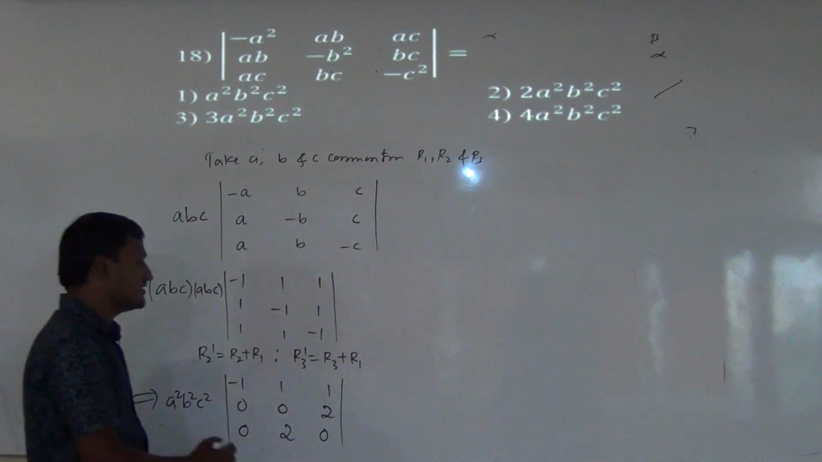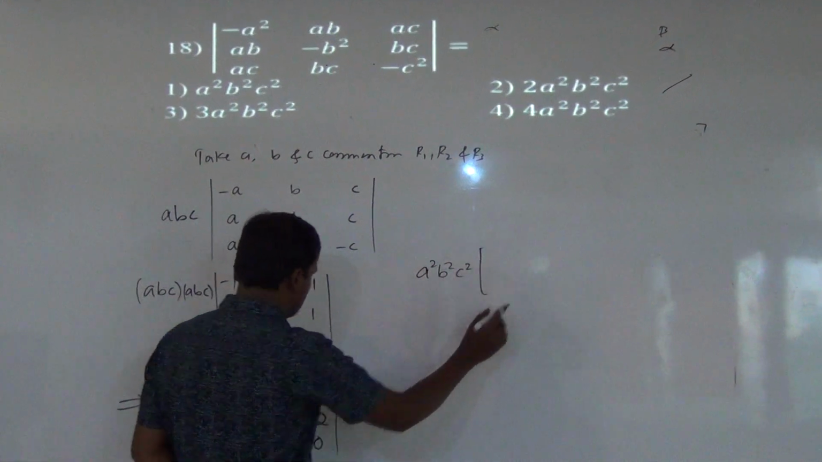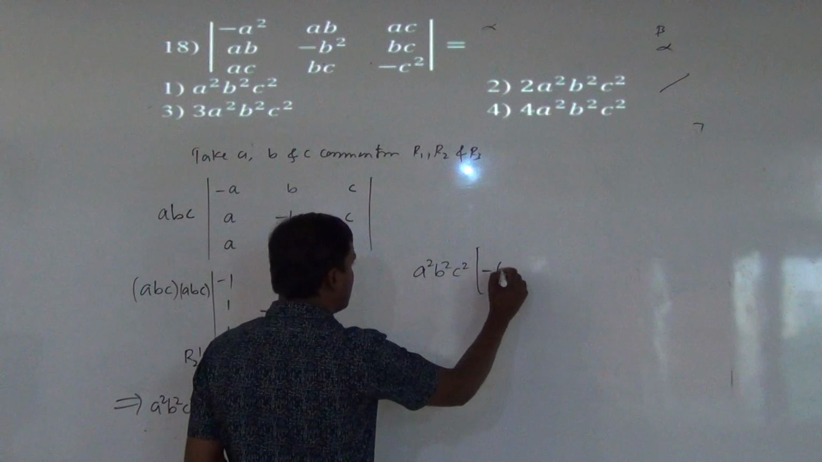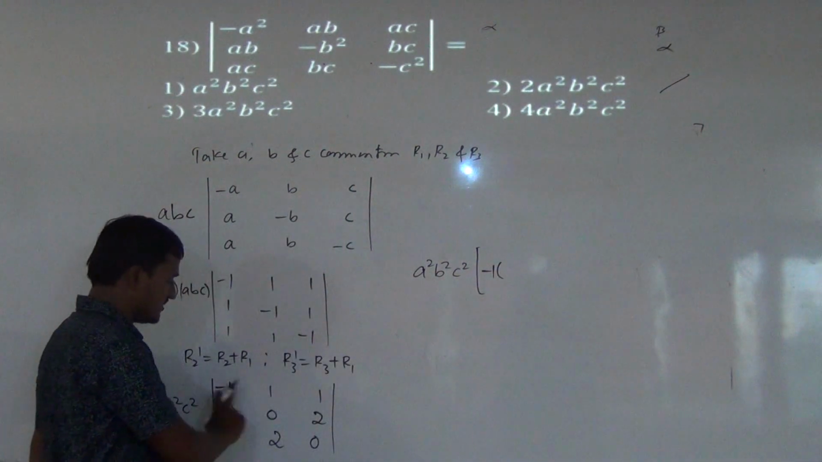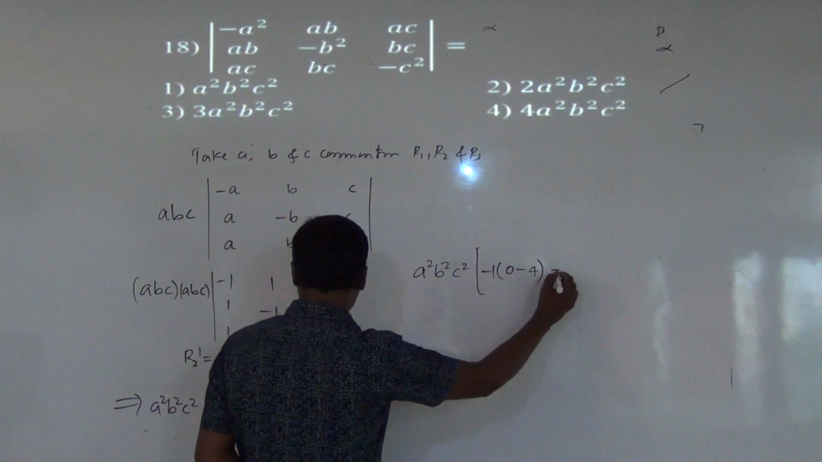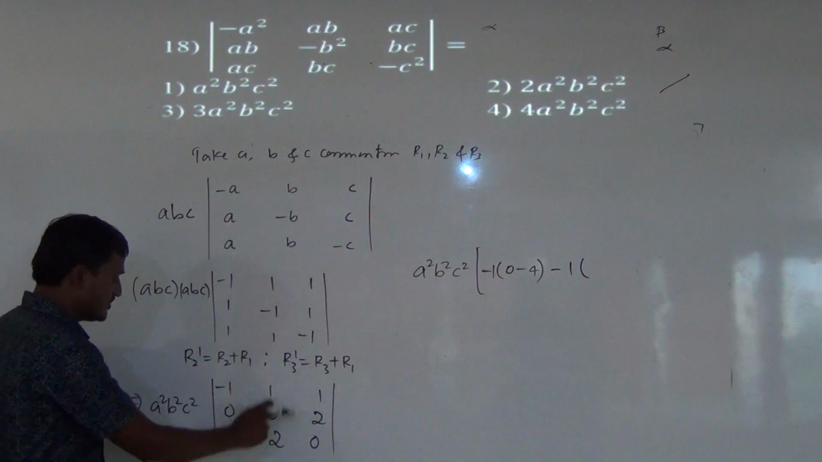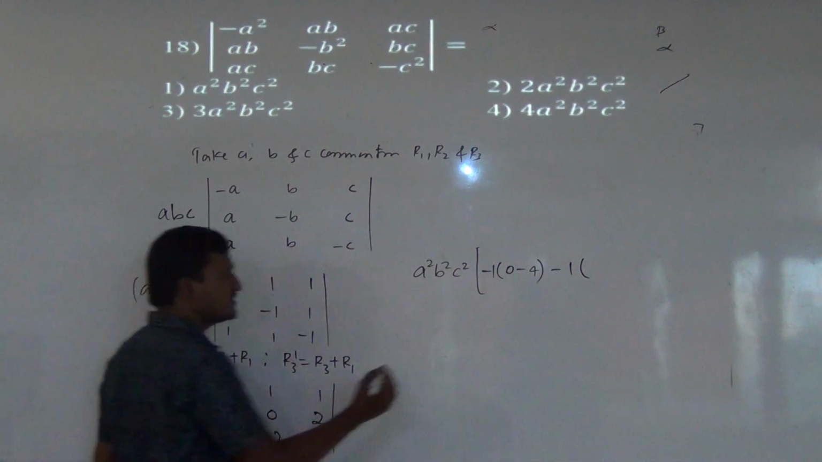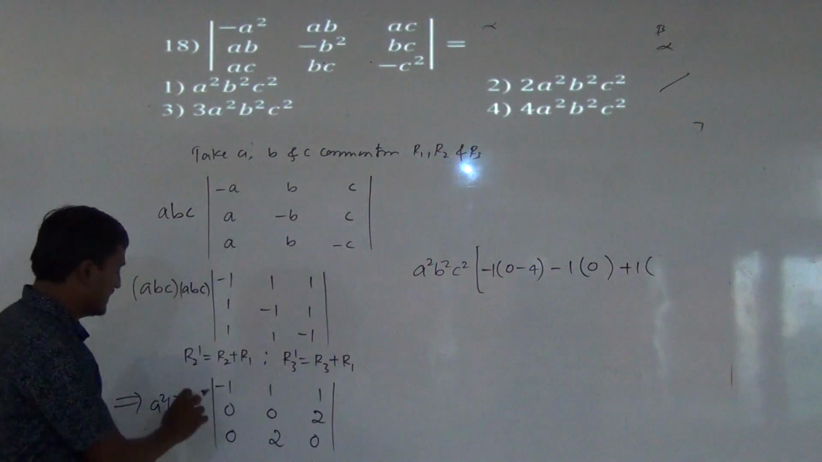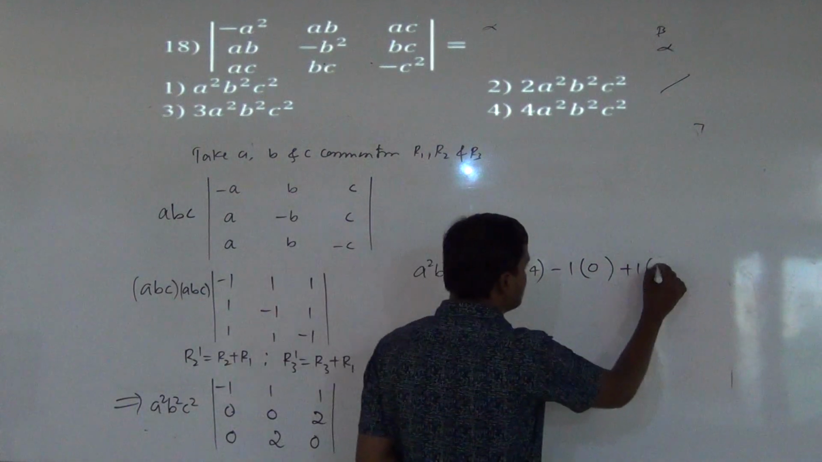Now expand this one. So after expanding this one, a square, b square, c square, right? To expand this one, we have to start with minus 1 into, we have to leave the first row and first column, 0 minus of 4. Minus of 1 into, you have to leave the first row and second column, 0 minus of 0. This term becomes 0. Plus 1 into, you have to leave the first row and third column, 0 minus of 0. So again this also becomes 0.